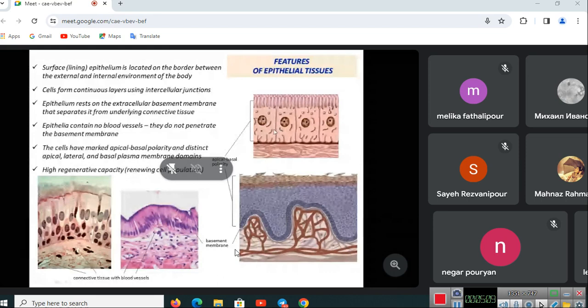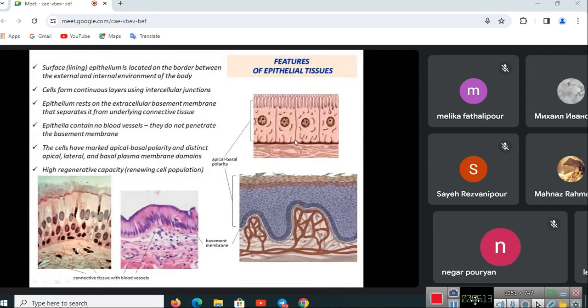all the cells are located very close to each other. They have junctions between them and almost no extracellular matrix between them. The only extracellular matrix that we can see in epithelium is the so-called basement membrane, upon which the cells are situated. Basement membrane. So epithelium rests on the extracellular basement membrane that separates it from underlying connective tissue.